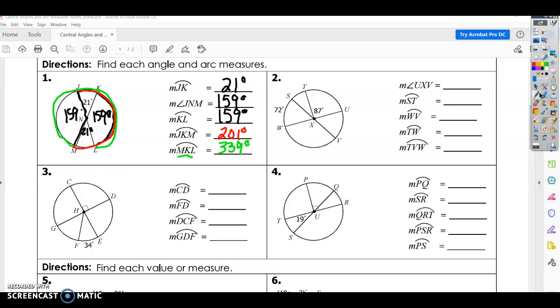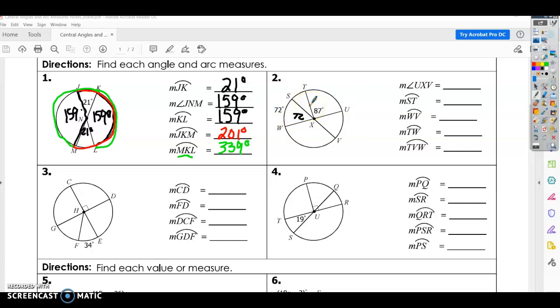All right, let's look at number 2. We're given this central angle as 87, and we're given this arc measure as 72. So we need to find out what the missing parts are before we get started. Once again, we know that the entire circle is 360. If the entire circle is 360, we know that the semicircle is 180. Okay, so a semicircle is 180. So we have 72 and 87. We know that this is 72 as well, because the central angle equals the arc measure.